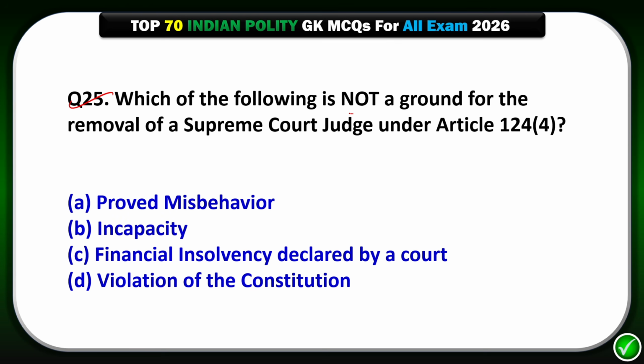25. Which of the following is not a ground for the removal of a Supreme Court judge under Article 124 subclause 4? Option number D. Violation of the Constitution.